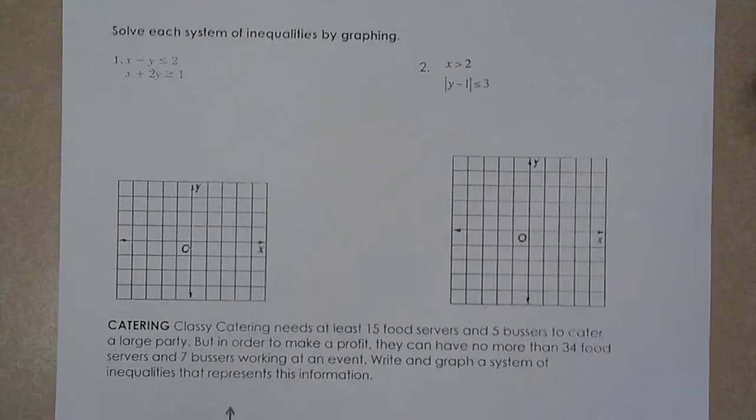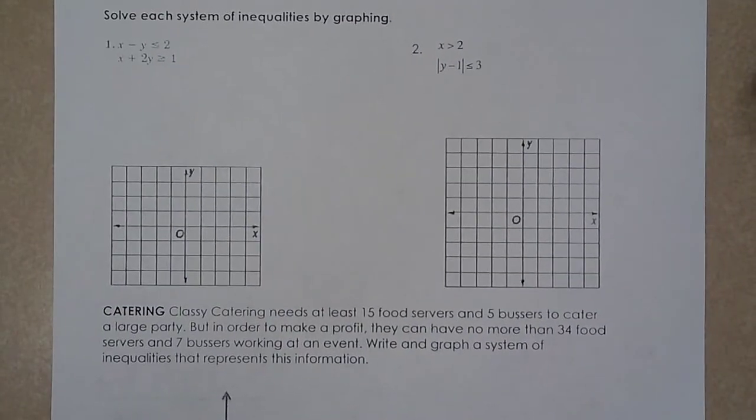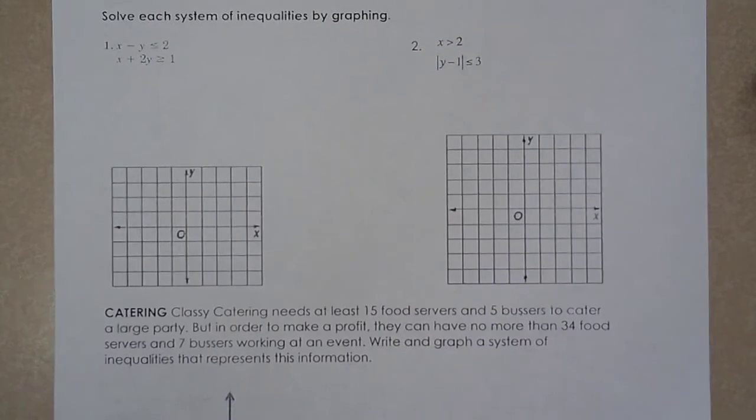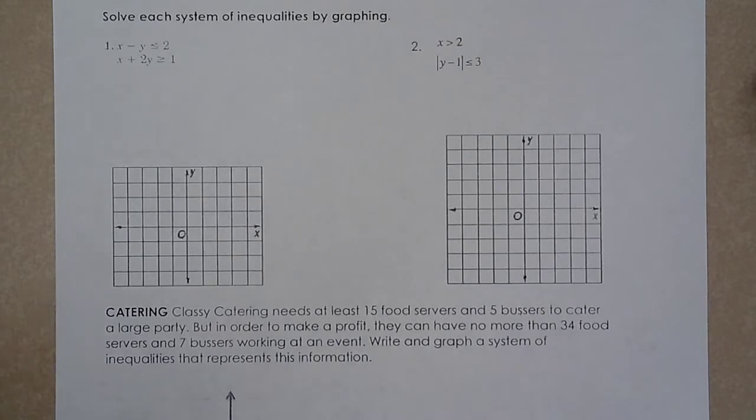Let's jump to the back now. Solve each system of inequalities by graphing. We're getting good at this. I want you to take a minute, pause the video, see if you can go ahead and try those two examples. Notice the second one has 2 here, but you've got an absolute value. How does that change your answer? All right, come on back when you've had a minute to try them.